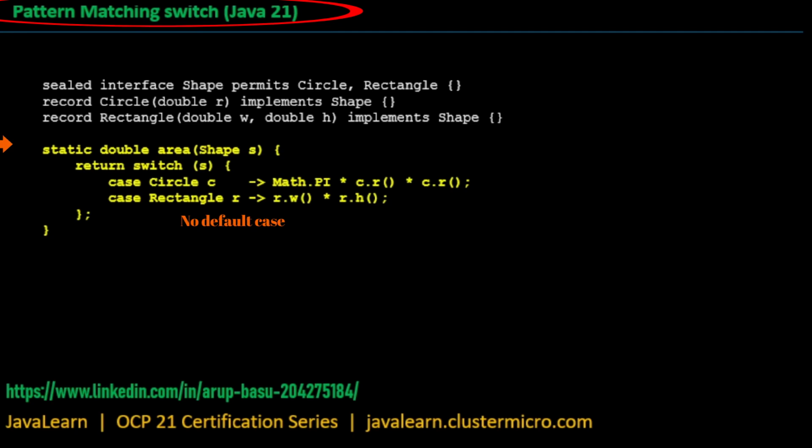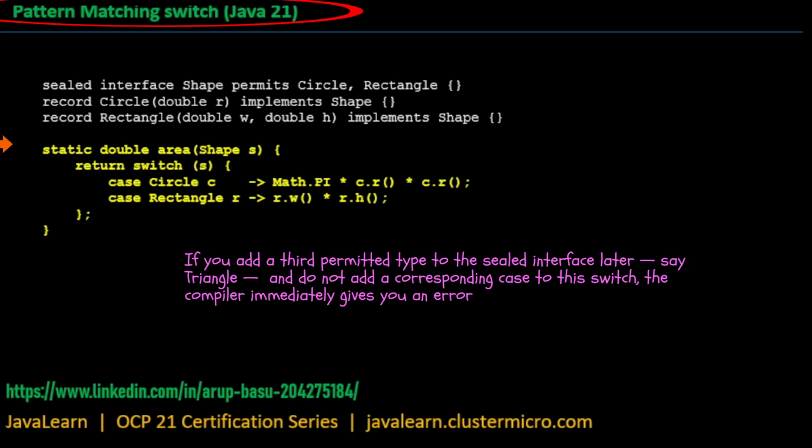So if you add a third permitted type to the sealed interface later, say Triangle, and do not add a corresponding case to the switch, the compiler immediately gives you an error in the area method. Okay, you cannot miss a type. So the compiler will enforce the completeness. Let's move to the next slide.